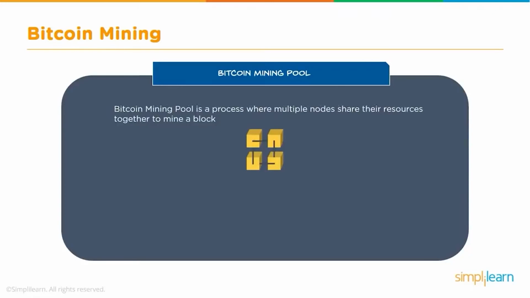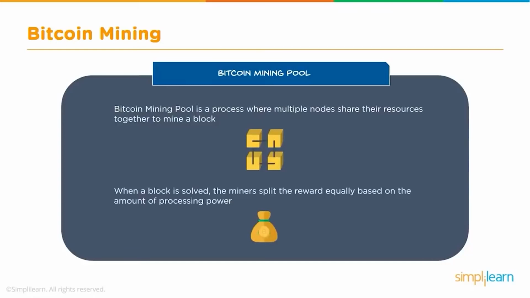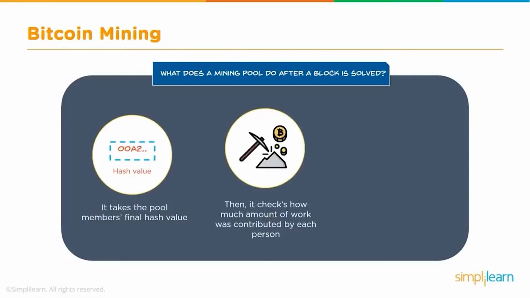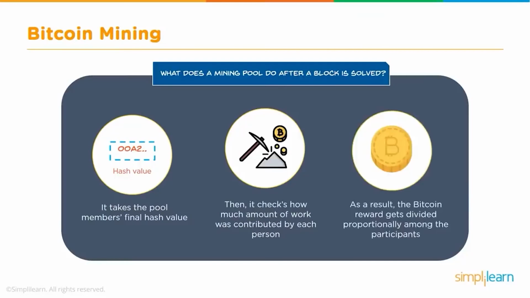It's a process where multiple nodes share their resources together to mine a block. Now when a block is solved, the miners split the reward equally based on the amount of processing power they have invested. So it takes the pool members to generate a final hash value. Then it checks how much amount of work was contributed by each pool member. And as a result, the Bitcoin reward gets distributed proportionally amongst the participants.